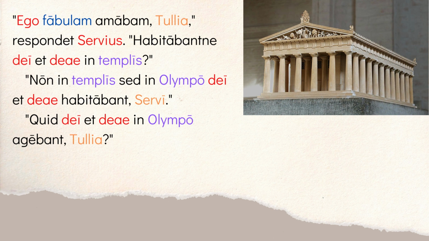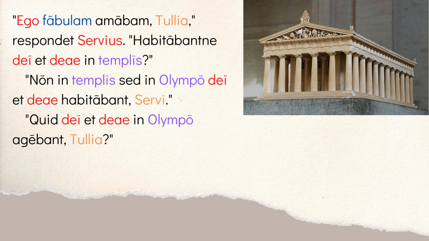And she responds, it says, non in templis, sed in Olympo dei et deae habitabant, Servi. So she says, not in temples, but in Olympus, or you could say on Olympus. This is referring to Mount Olympus, right? So maybe on Olympus is a good way to do it. Your subject, again, is dei et deae, gods and goddesses, habitabant, they were living, or they lived, you could say. Servi here is vocative.